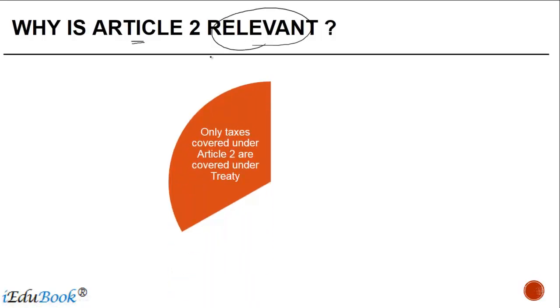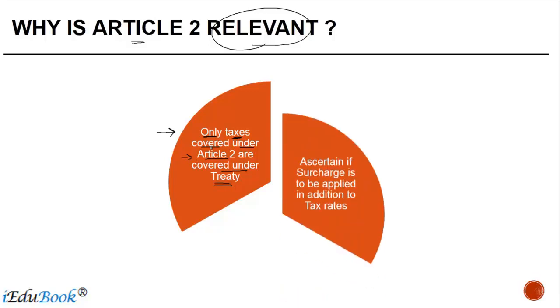There are various reasons which are important to understand why Article 2 is relevant. The first one is that it is only taxes which are covered under Article 2 which are covered by the treaty. So if a person says, I have been taxed in India and I want to claim a credit for the tax that I have paid in India in the US, he is going to get a credit only for taxes which are paid in India and are covered by Article 2 of the India-US Treaty. If the tax that he has paid in India is not covered by Article 2, then he cannot claim a credit for that under the India-USA Double Taxation Avoidance Agreement.